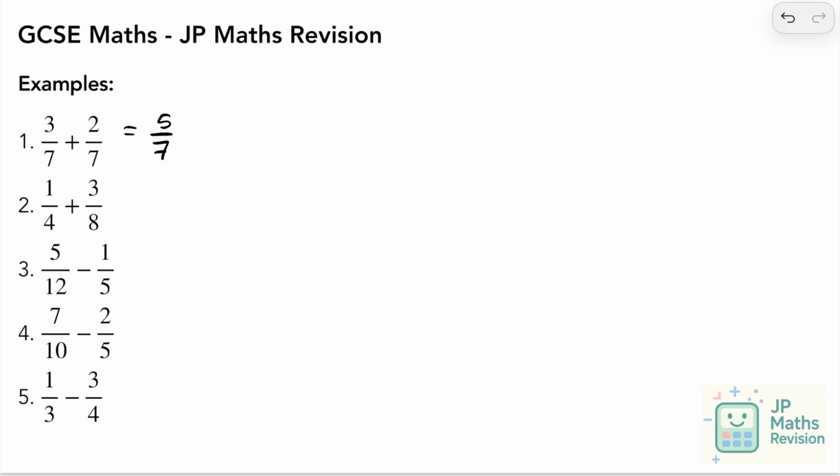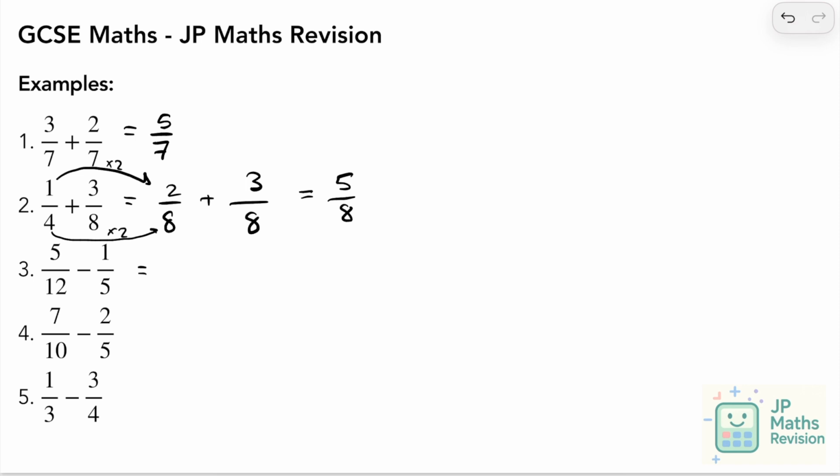In this next example, we have 1/4 plus 3/8. The denominators of these two fractions are different, so we need to find the common denominator. We need to find a number that both 4 and 8 go into. In this case, 4 goes into 8 and 8 goes into 8, so 8 is our common denominator. 3/8 is already 3/8, so that one's fine. To get 1/4 over 8, to get from 4 to 8, we times by 2. We do the same thing to the 1, so 1 times 2 is 2. So we have 2/8 plus 3/8, so 2 plus 3 is 5. We have 5/8 in total.